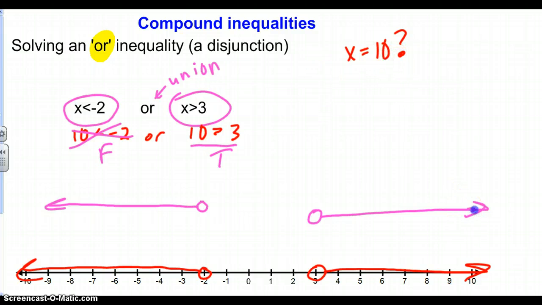And so that is a solution, and there's many solutions here and many solutions here. They're not shared in common. And so the union just means all the solutions are valid. If it's a solution, bring it down to the line.